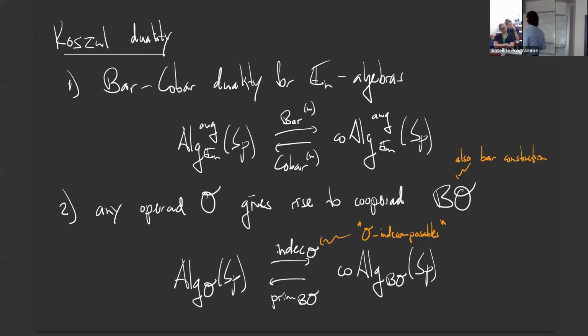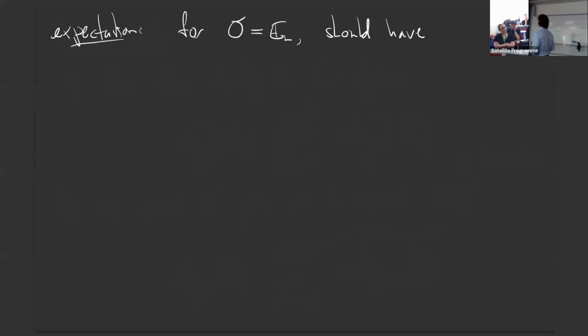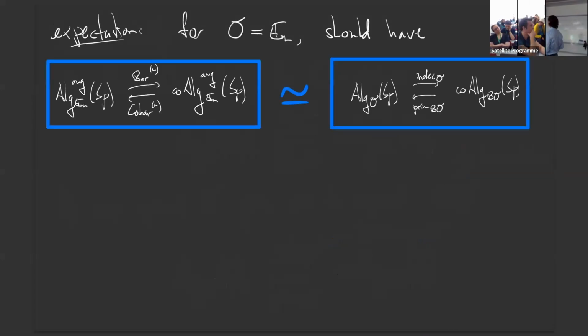They're probably the same. That's always, I think, been the expectation as long as this whole game has been around. So in the special case where you take O as En, you expect these pictures to coincide, like these should in some sense be the same duality. Let me write that down. The expectation is, informally written like this, this is the first picture, this is the second picture, and you expect them to somehow be the same.